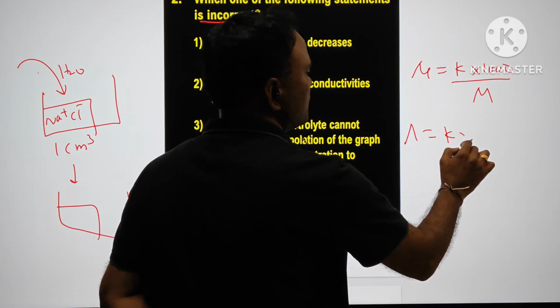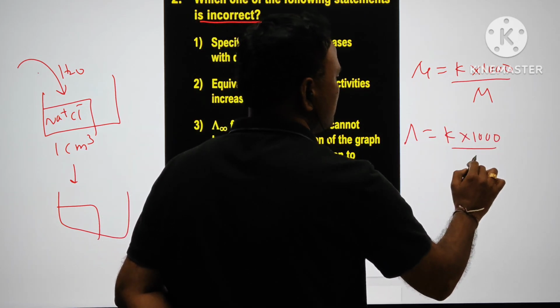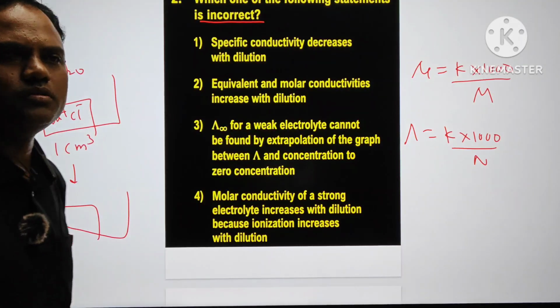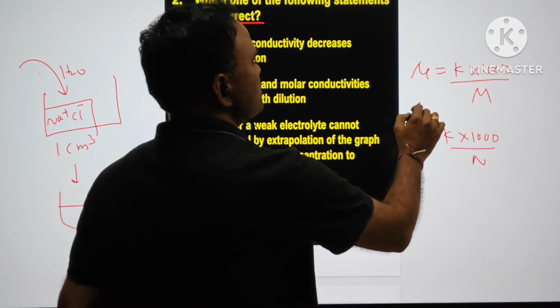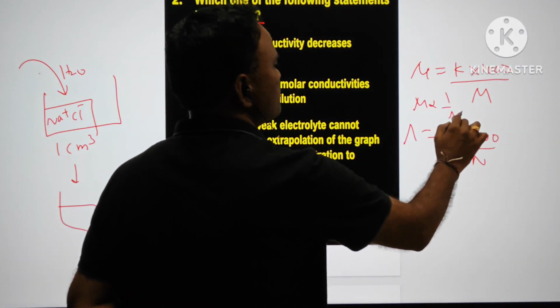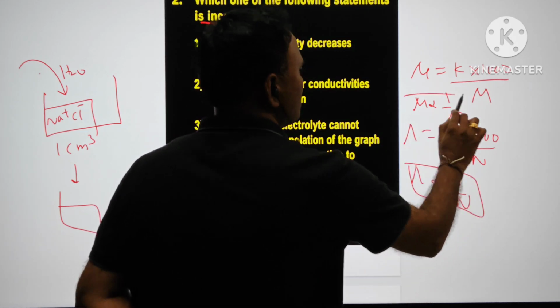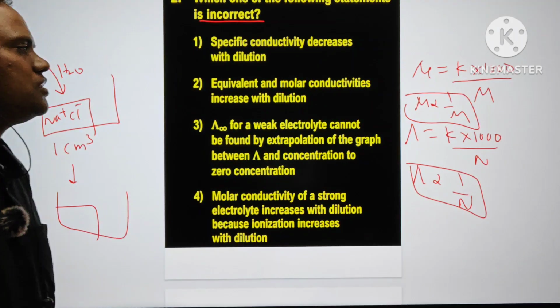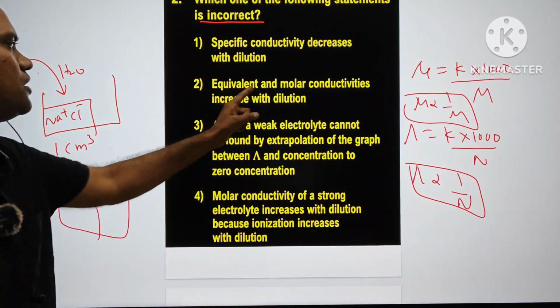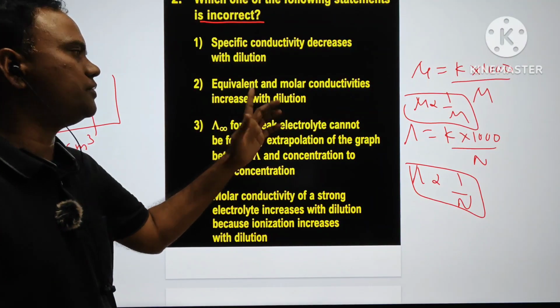Lambda is equal to specific conductance into 1000 by normality. I gave this already. From these two, mu is inversely proportional to concentration, molarity. Lambda is inversely proportional to normality. As you increase the concentration, conductance decreases. Equivalent molar conductivity increases with dilution.